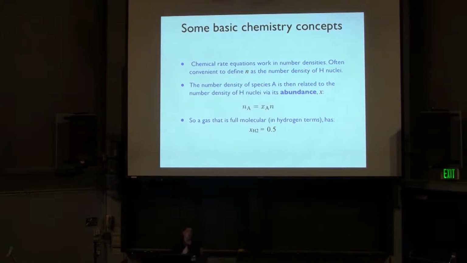So what we tend to do, when you see this from now on in the series of lectures, when I mention this N here, it's the number density of hydrogen nuclei. Okay. So that's something that doesn't change, unless you are fusing hydrogen together to create something else. So that's fixed throughout time. And that means that in this notation, a gas which is fully molecular in terms of hydrogen will have an abundance of 0.5, because relative to the number of hydrogen nuclei, you've taken those two hydrogen nuclei and stuck them together into H2.